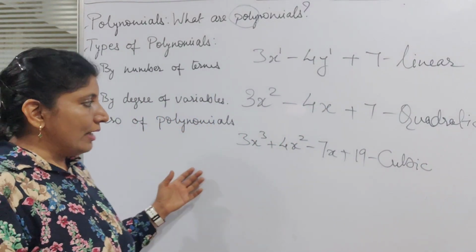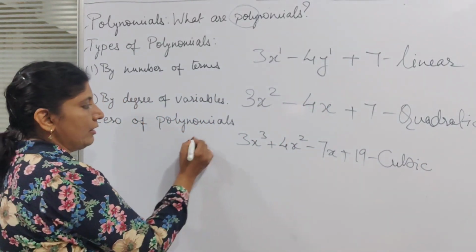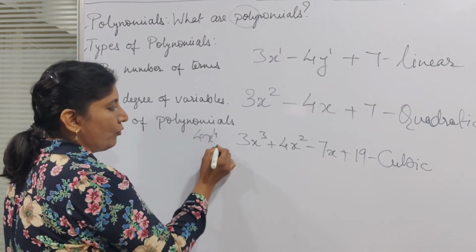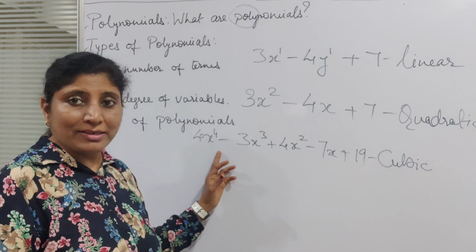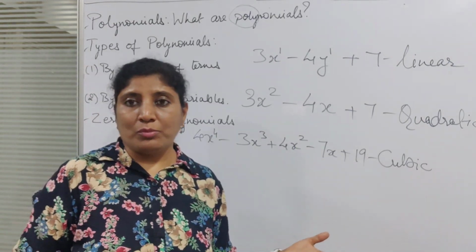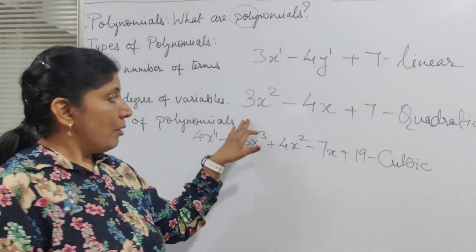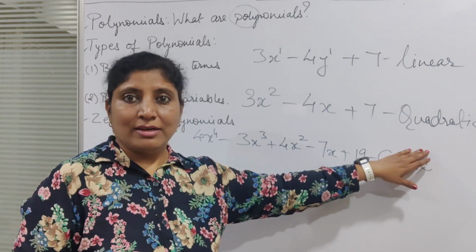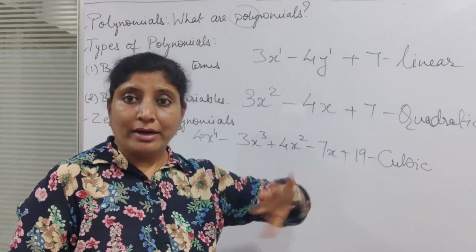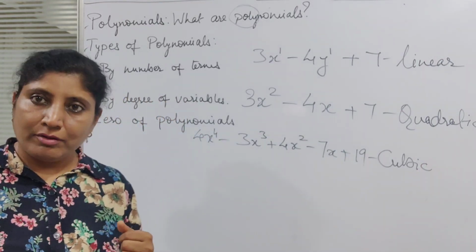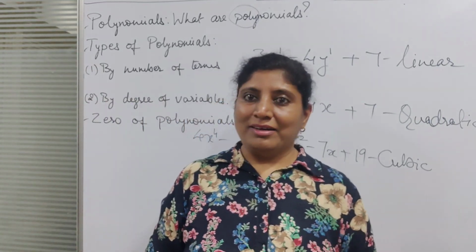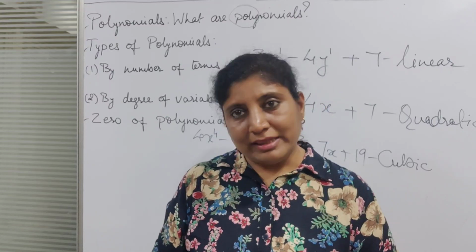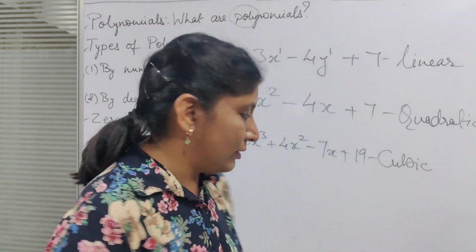Cubic. And if there are 4 degrees, suppose I write here 4x raised to power 4 minus. Then what is the highest degree? 4 is the highest degree. Then such a polynomial is known as biquadratic. Biquadratic, the double of quadratic. So this is how the polynomials are defined, and these are the basic types of polynomials.